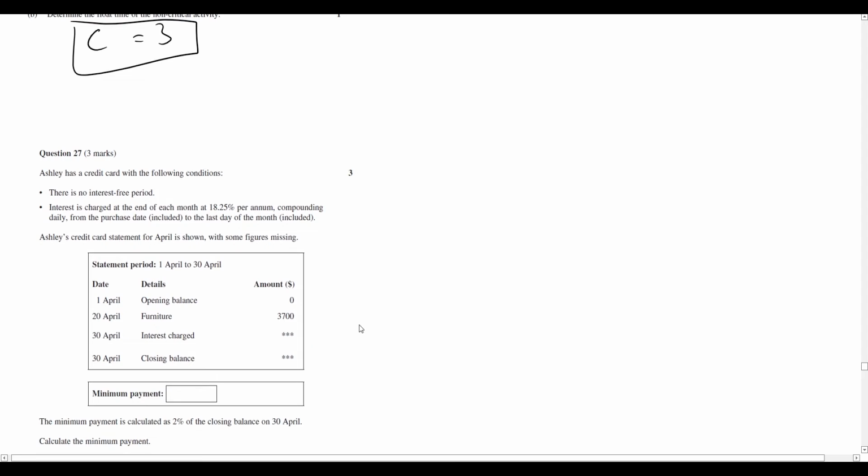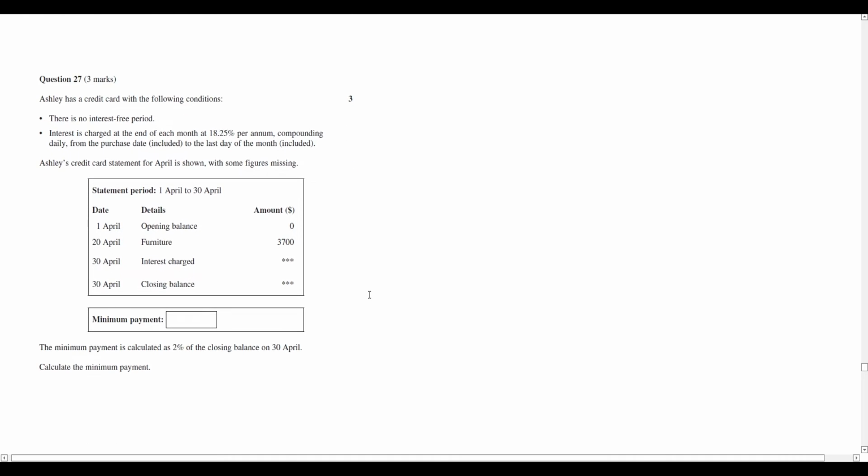Okay, now on to question 27. So Ashley has a credit card with the following conditions. There is no interest-free period. Interest is charged at the end of each month at 18.25% per annum, compounding daily, from the purchase date included to the last day of the month also included.